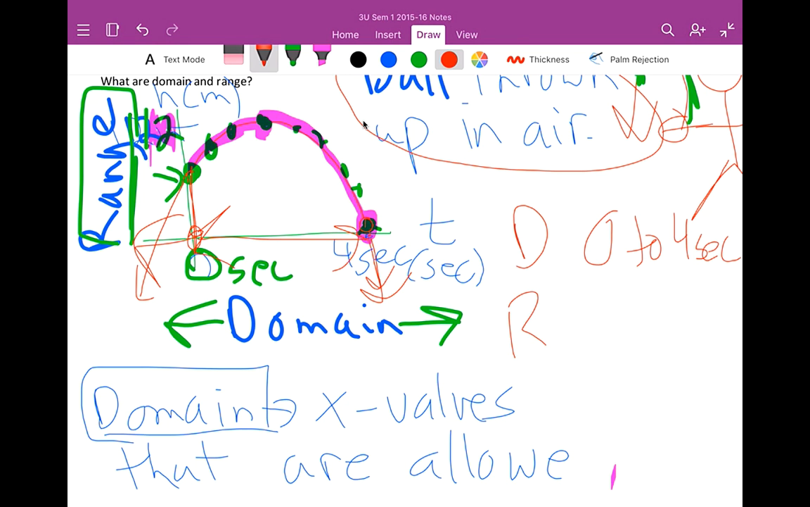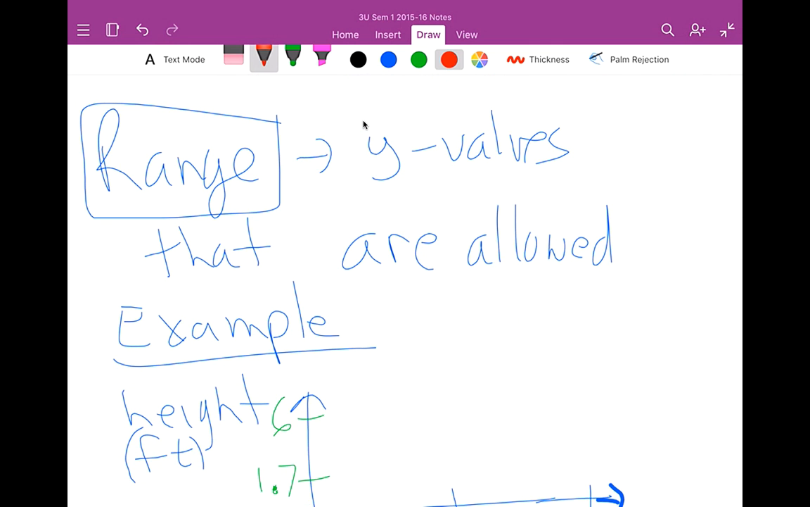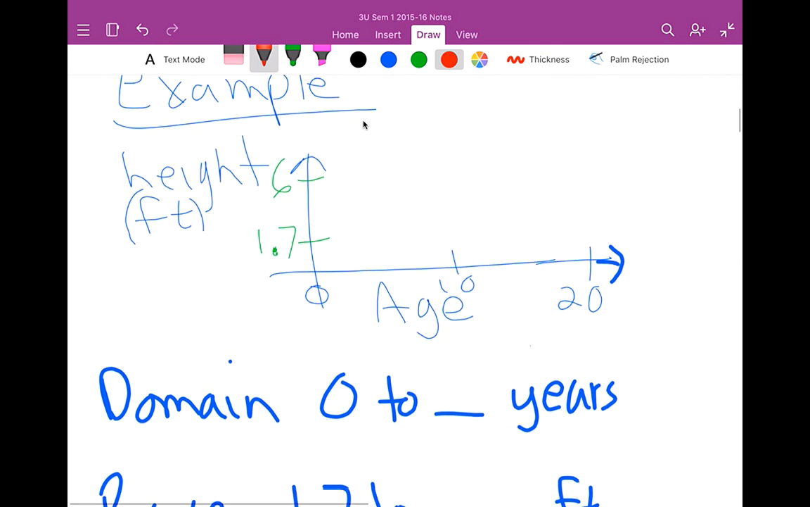And then your range represents what heights you are allowed to have. Well, the least value of height is when it hits the ground, that's 0 meters. And then its highest point, or its greatest value, is 12. So 0 to 12 meters in the air, and that would be the range. We're going to add a whole bunch of notation later on. So if I go to here, here's an example.